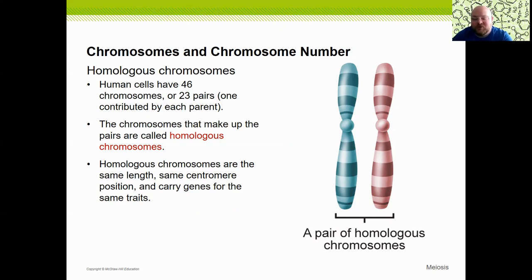Homologous chromosomes are the same length, they have the same centromere position, and they carry genes for the same traits. This picture does a pretty good job of giving you the idea that one's from the mom, one's from the dad, but they're very similar.